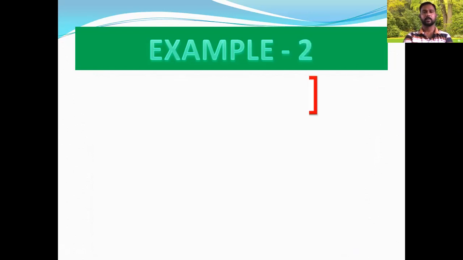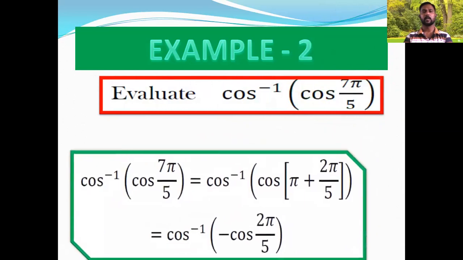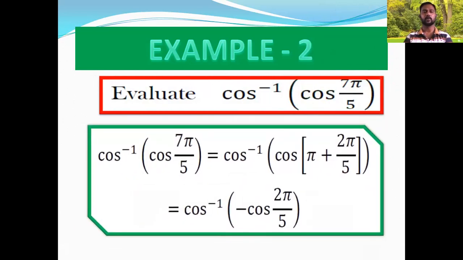Let us go for one more example. Here is the question. Let us evaluate cos inverse of cos of 7 pi by 5. Here the inverse trigonometric function given is cos inverse, whose principal value branch is the closed interval 0 to pi. Now let us see how we can solve cos inverse cos of 7 pi by 5. The angle 7 pi by 5 does not lie in the principal value branch. Therefore, we adjust 7 pi by 5 as pi plus 2 pi by 5.